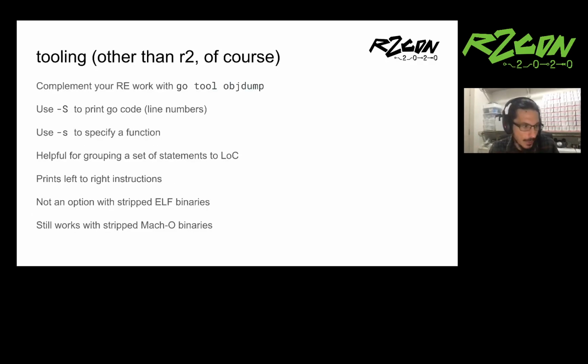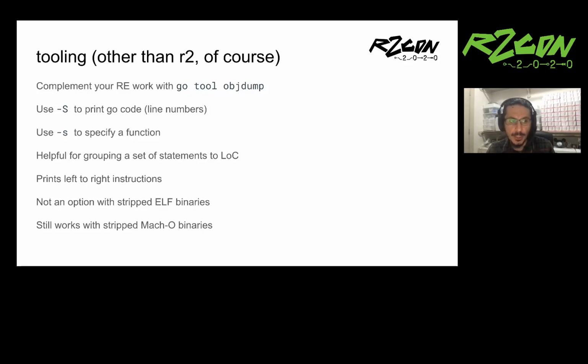Now, tooling. It is a great idea, when you're working with radare2 and Go binaries, to complement your work with additional tools that are part of the Go toolset. So mainly you want to use this tool called go tool objdump. You will usually have to install Go, and then you have a set of tools. If you type go tool, you'll see this whole list of tools. One of them is objdump. It will disassemble Go binaries for you as long as they aren't stripped of symbols.